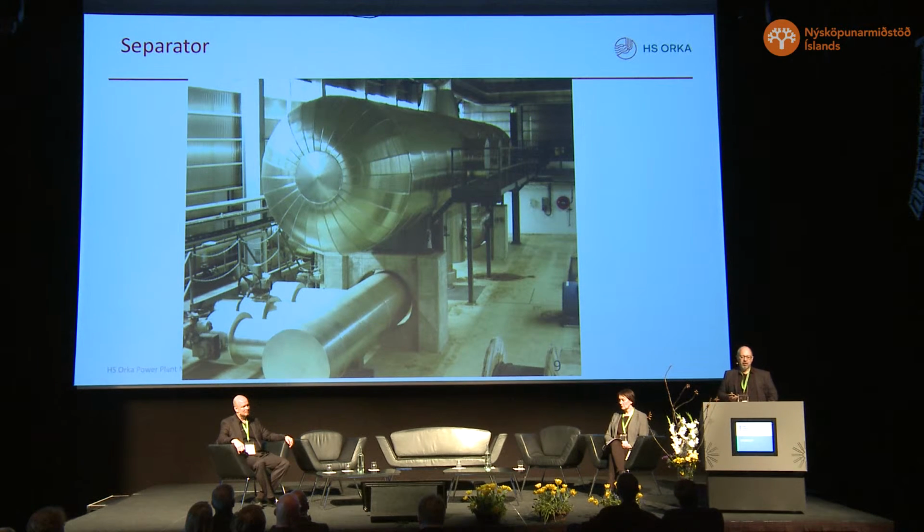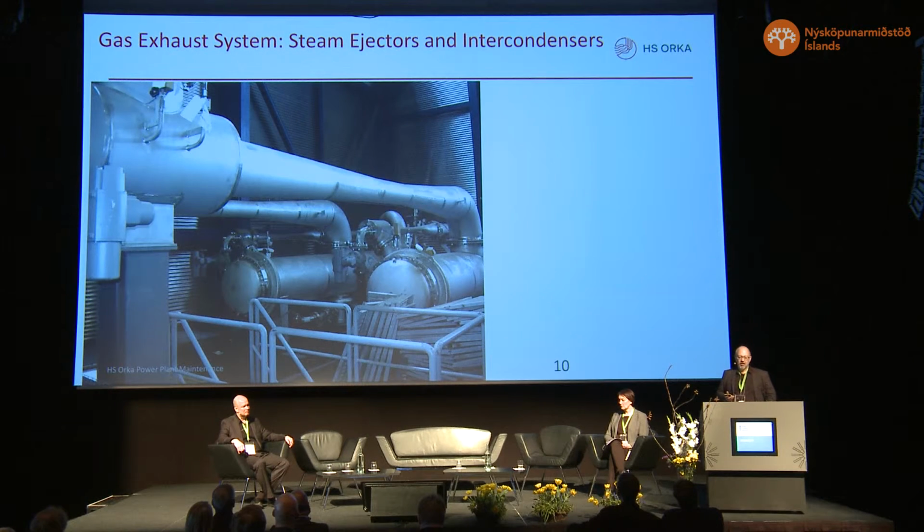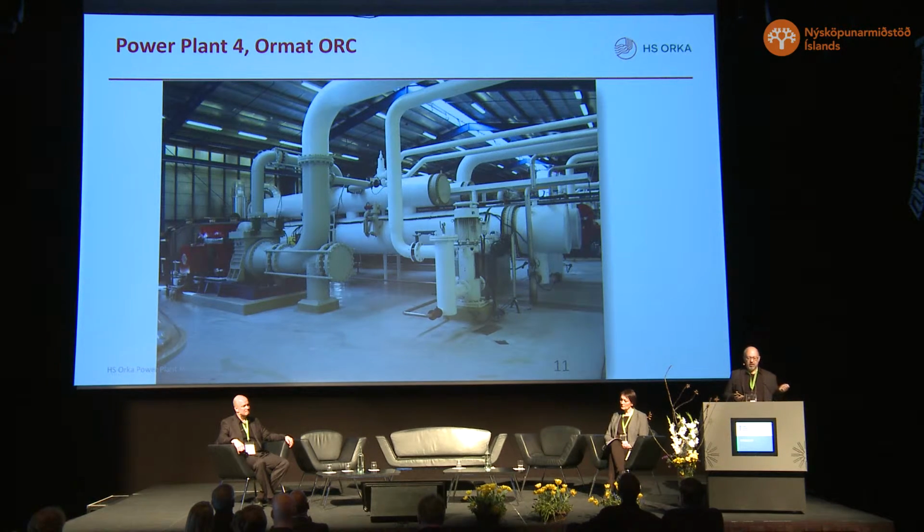This is a separator in Reykjanes plant. This is a steam ejector system to draw out the non-condensable gases from condensers. This is an Ormat organic Rankine cycle unit. Actually, we are proud to have the oldest working Ormat units in our power plant. So we are pretty proud of our maintenance system.